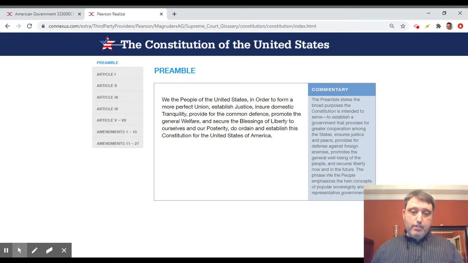We the people of the United States, in order to form a more perfect union, establish justice, ensure domestic tranquility, provide for the common defense, promote the general welfare, and secure the blessings of liberty to ourselves and our posterity, do ordain and establish this Constitution for the United States of America.